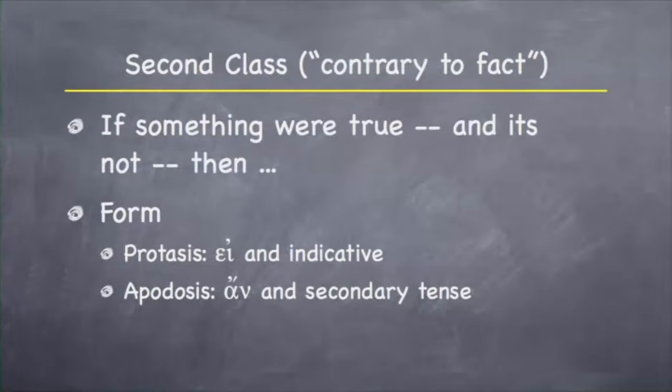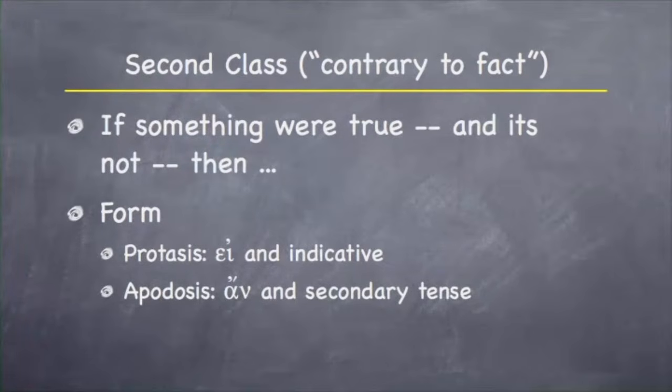Okay, second-class conditional sentences. Second-class conditional sentences are also called conditions contrary to fact. And what second-class conditional sentences are saying is that if this is true, and I know it's not, but if it is true, then this would follow. Okay? So the if clause is known to be false, okay? It's not true.